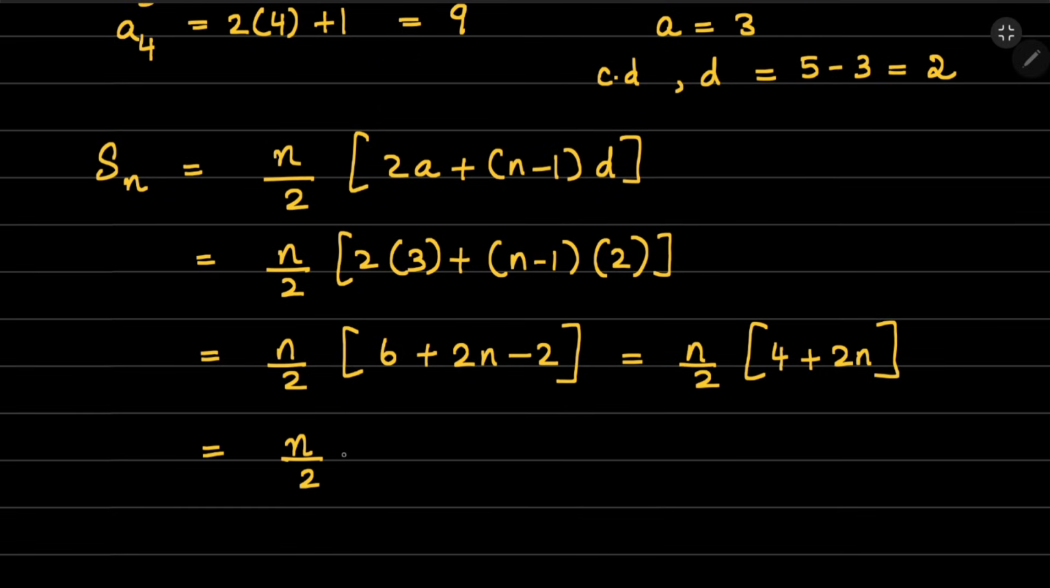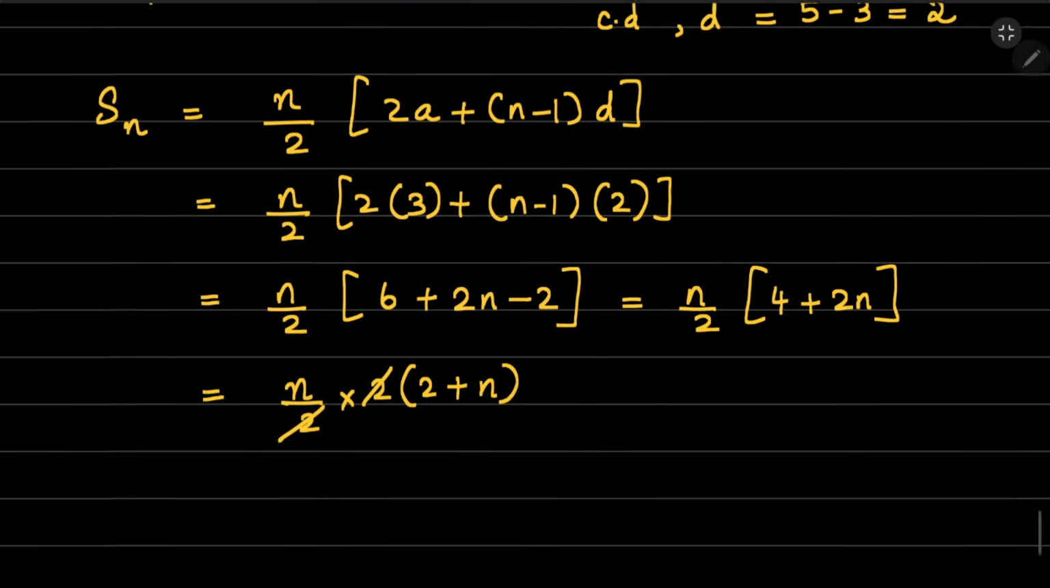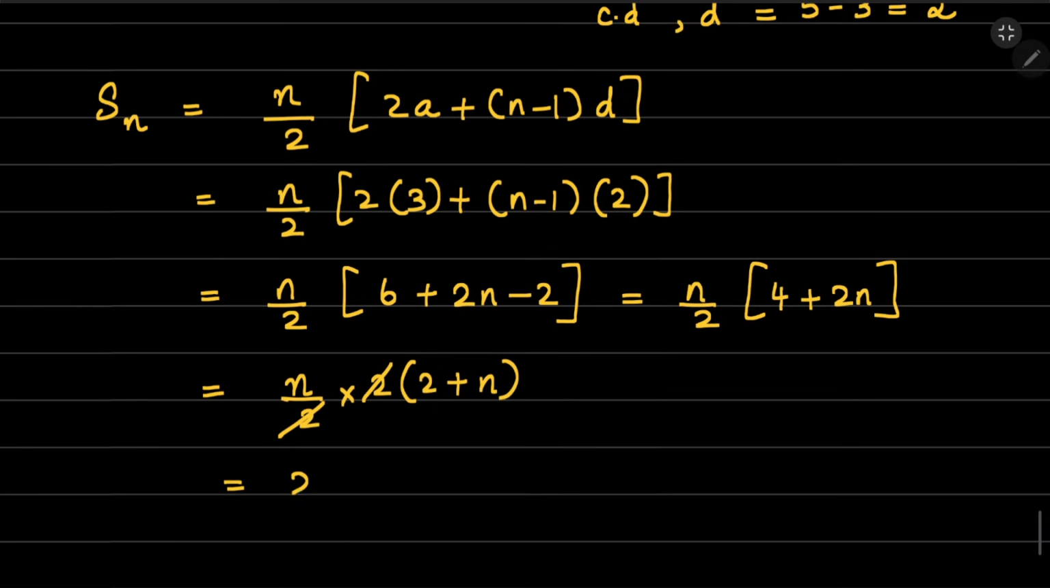So n by 2, if you take 2 common out, what will you have? 2 plus n. So this 2 and this 2 will get cancelled. So the answer will be 2n plus n square. This will be your sum of the first n terms.